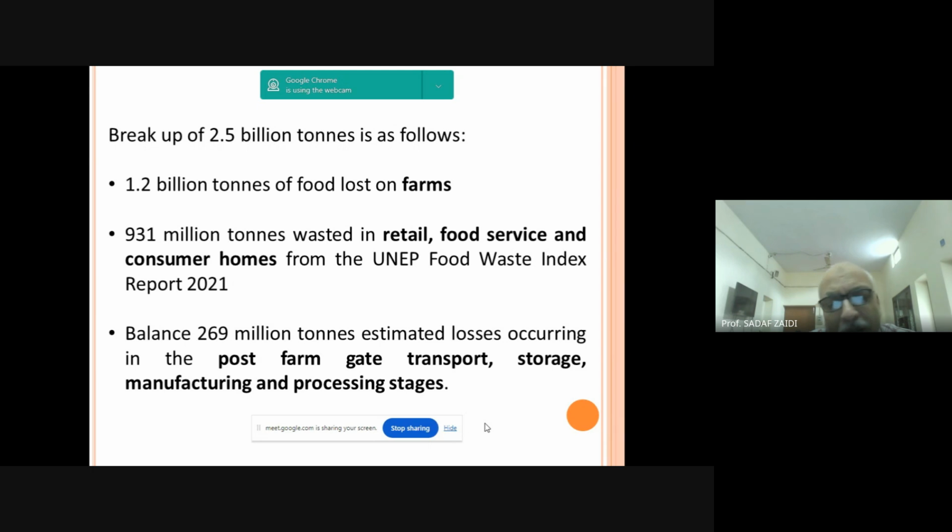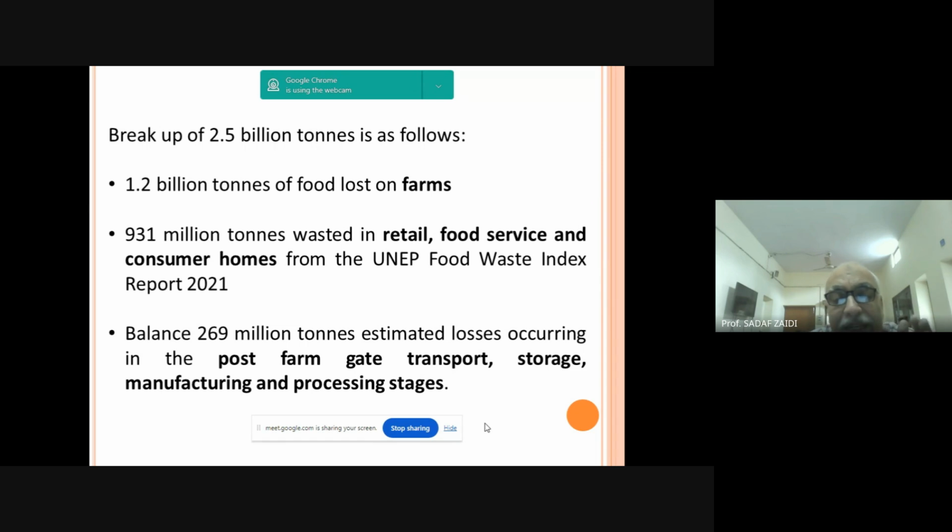And the balance, around 300 million tons, or say 269 million tons, is estimated as losses occurring in post-farm gate transport. So on the farm itself, 1.2 billion tons is being lost, and around 300 million tons, or 269 million tons to be precise, is being wasted in the post-farm gate transport, storage, manufacturing and processing stages.